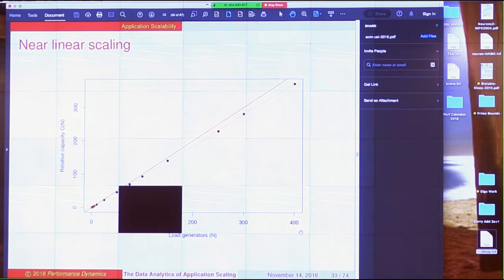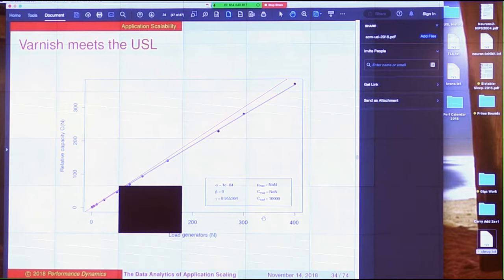When I do that, the procedure that I do in R will tell me automatically the values of alpha, beta, and gamma. And there you are, you see them in the box there. So I won't go into explaining what all these values mean, but this says actually alpha is fairly small. So that would explain why this looks linear. The beta value, which is really responsible for the retrograde behavior, isn't really there because it's essentially zero for all practical purposes.